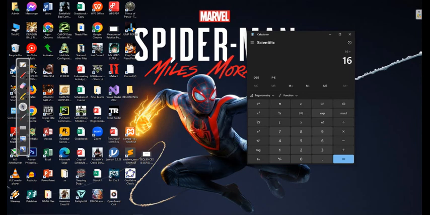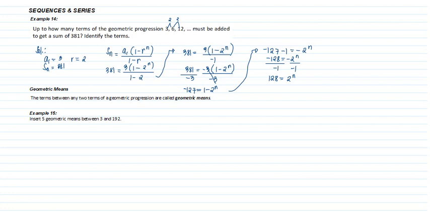16 times 2, or we could have 2 raised to 7. So 2 raised to 7 now would be 128. So as you can see, we could express our value as 2 raised to 7, since it's just equal to 128. So we could say that n here is going to be 7, since 2 raised to 7 is equal to 128. So therefore, we get the number of terms, which is 7.